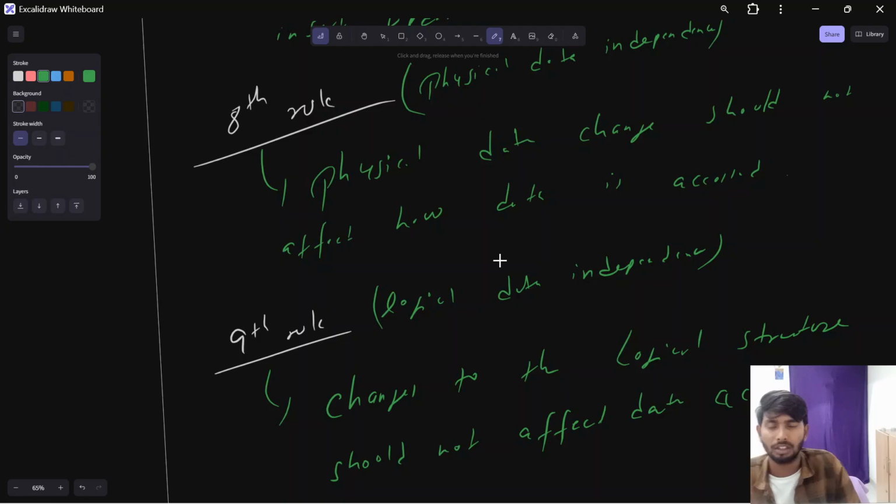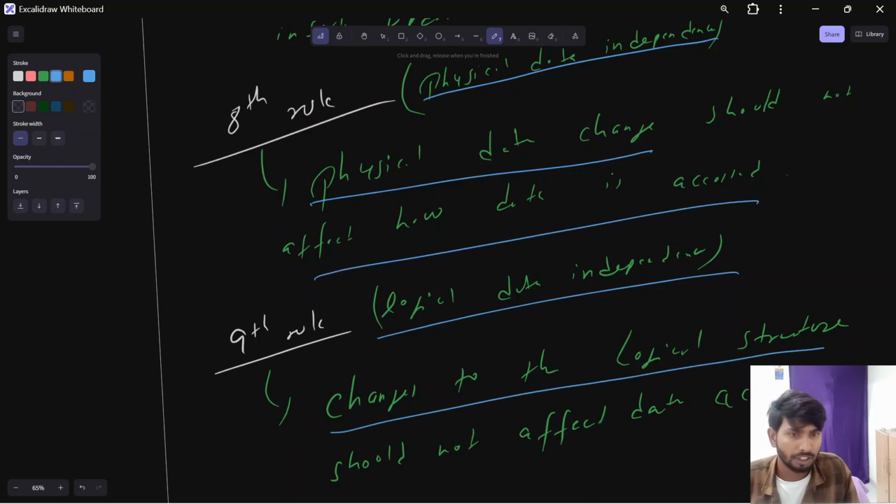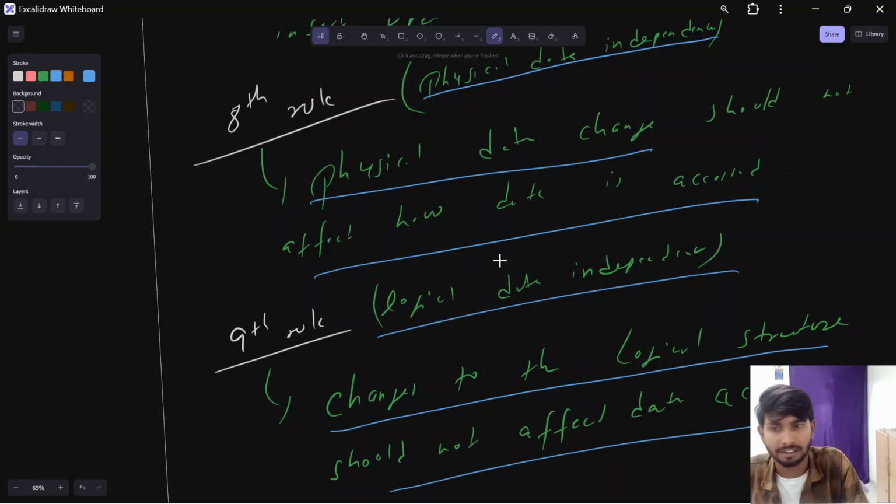Now, look at the difference. Physical data independence and logical data independence. Physical data independence means a physical change should not affect how data is accessed. A change in the logical structure should not affect the data access. That means if you change the physical data or logical data, it should not affect how data is accessed.